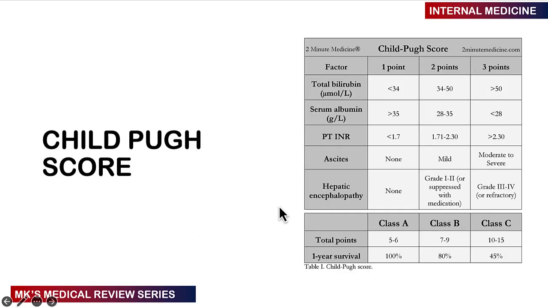So this is the Child-Pugh score. As you can see, you have total bilirubin, serum albumin, INR, ascites, even hepatic encephalopathy. The parameters are self-explanatory. You look at the 1 point, 2 points if they have the following parameters, 3 points if you have the following parameters. And when you add up the score of everything, 5 to 6 is class A, 7 to 9 is class B, 10 to 15 is class C. 100% survival after 1 year with class A, 45% survival after 1 year with class C, and 80% with class B.